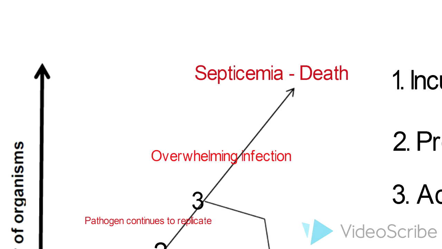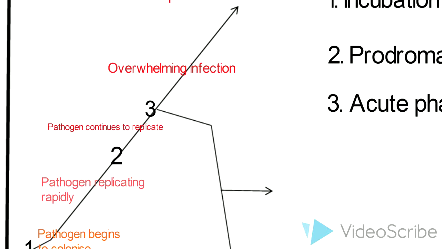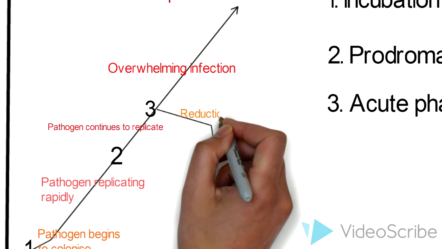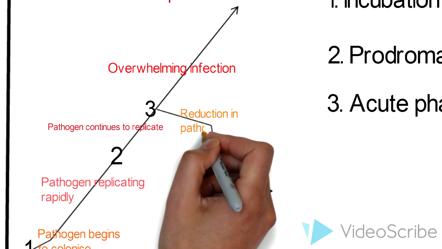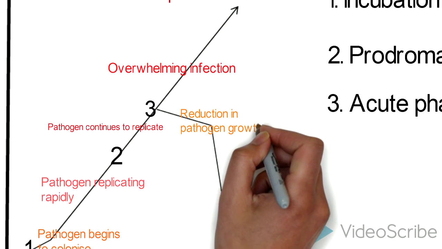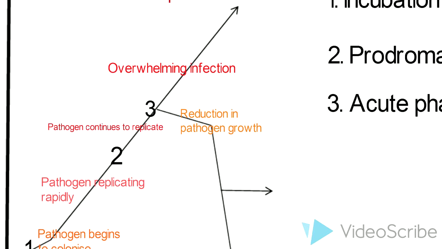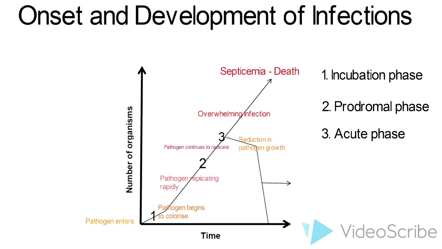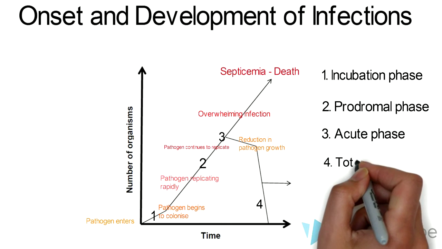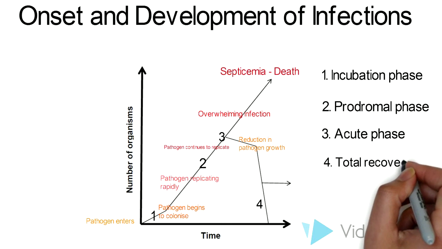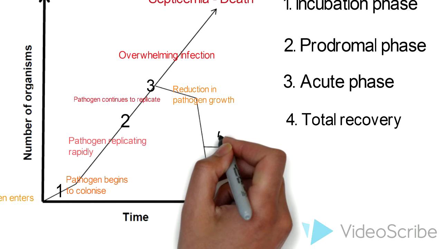Now if we go back down to the acute phase, if the body overcomes the pathogen, so your immune system takes over, takes control and kills it off, or antibiotics or antimicrobials are on board, then the numbers start to drop back down. We go back down to a smaller load, and we can get to a total recovery here. So the body can totally get rid of the pathogen and recover completely.